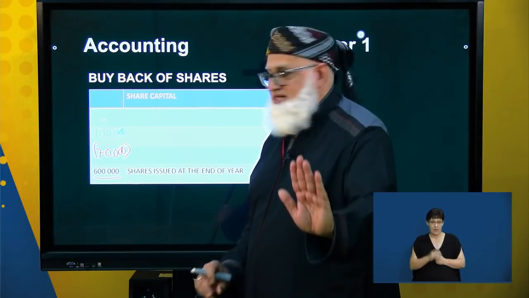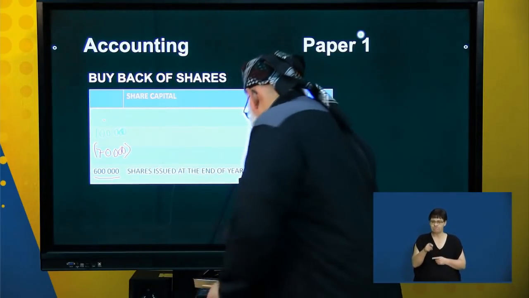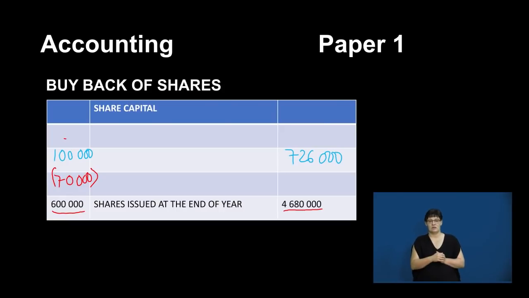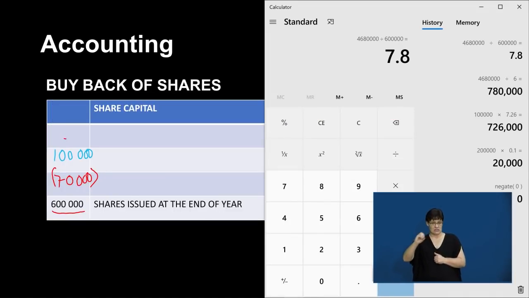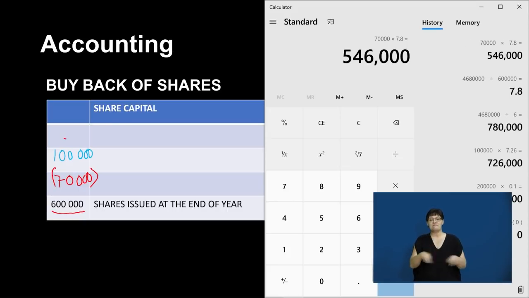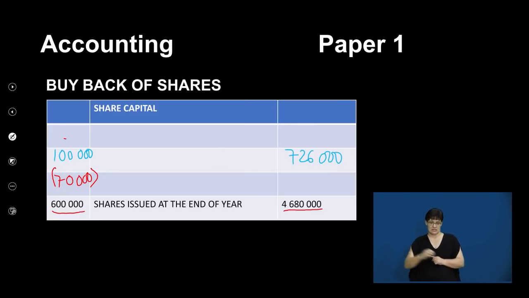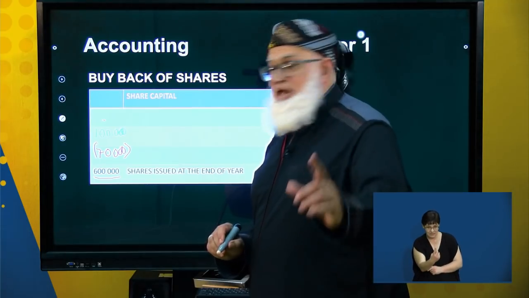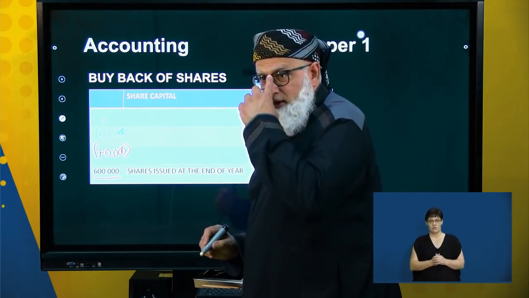That's the average price. So obviously, you're going to take your 70,000, right? So the number of shares that we bought back was 70,000 times 7.8, 780, will give me a value of 546,000. Okay, here we go. 546,000 is the value of the shares that we repurchased. Got it? Okay, now that we have this, let's work backwards.